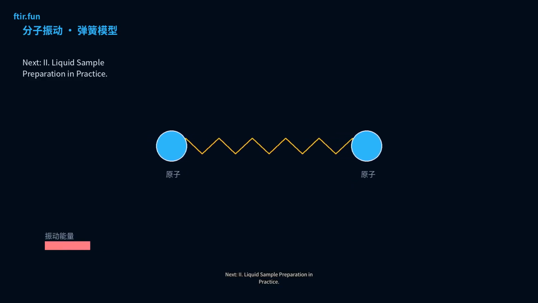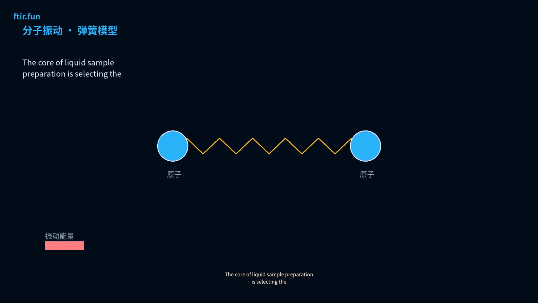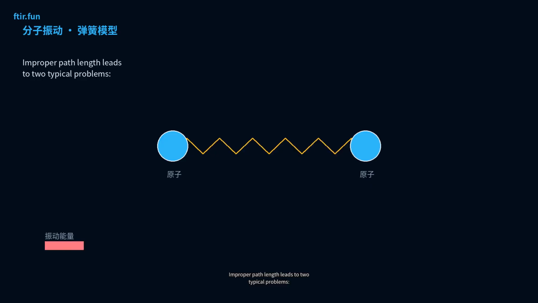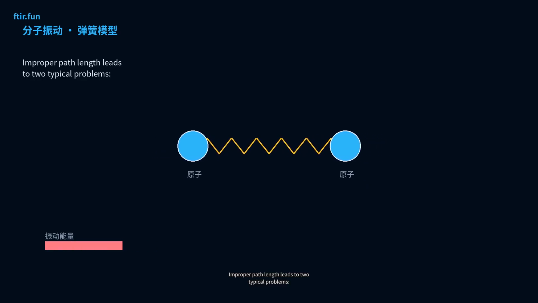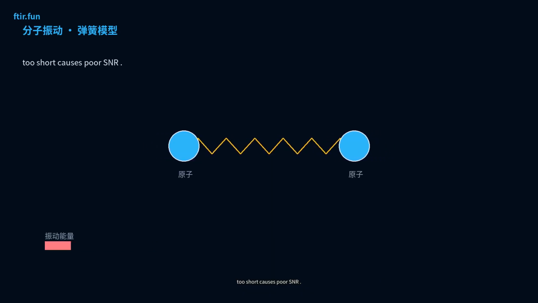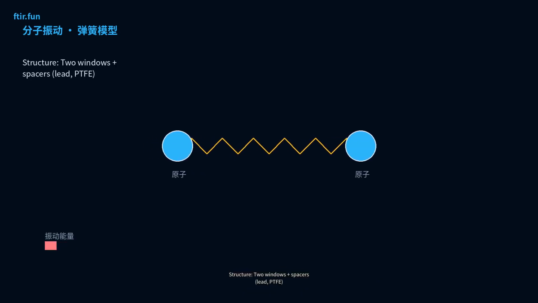Next, liquid sample preparation in practice. The core of liquid sample preparation is selecting the appropriate path length cell. Improper path length leads to two typical problems. Too long causes flat-top absorbance above 2. Too short causes poor SNR. Structure: two windows plus spacers, lead KL.